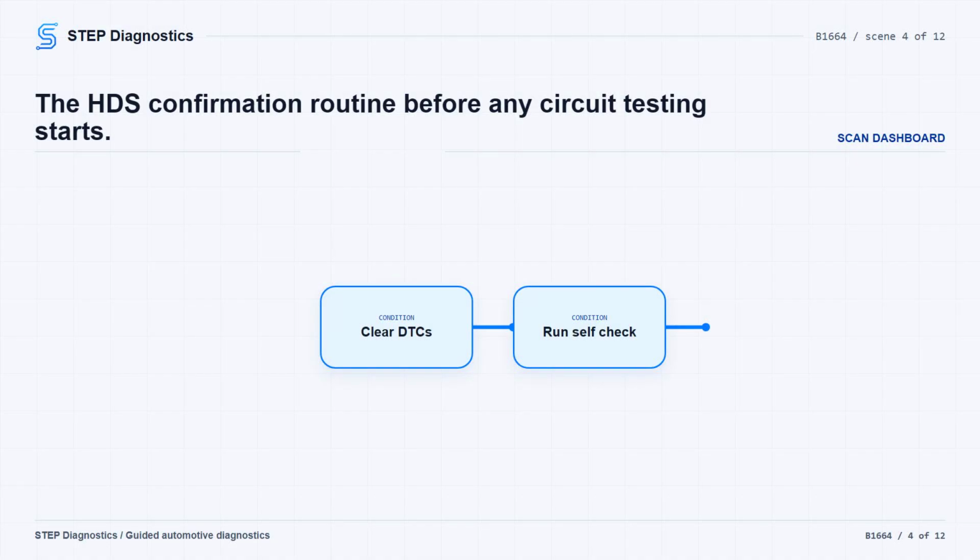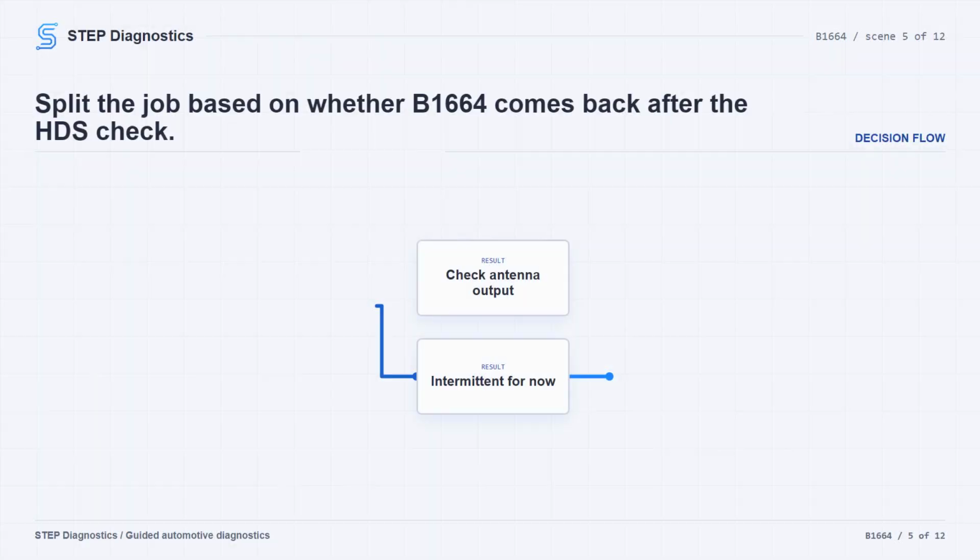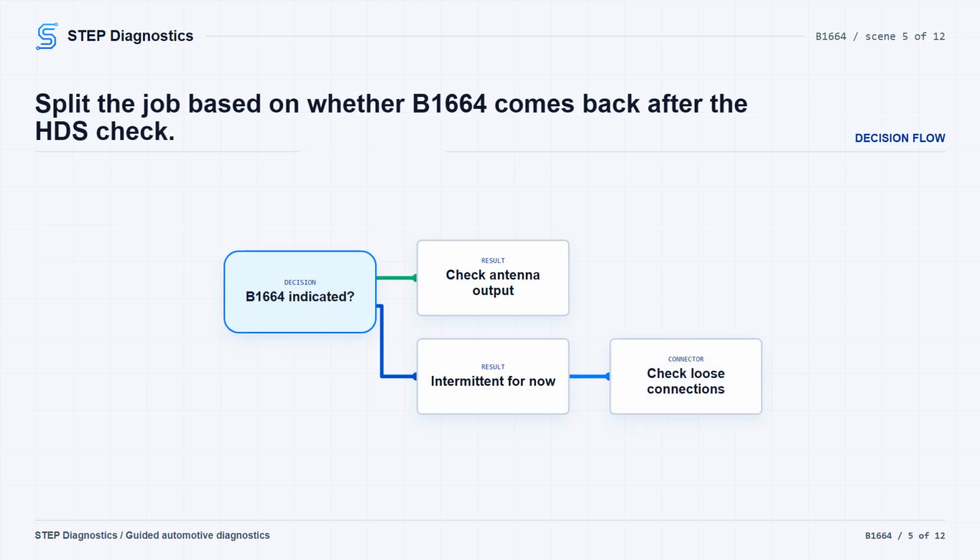Start by clearing the DTCs with the HDS. From the HDS, select the mode menu, enter the self-check, run the self-check, and then check for DTCs again. If B1664 is indicated, continue to the rear interior LF antenna circuit output check. If B1664 is not indicated, treat it as an intermittent failure for now. The system is okay at this time, so check closely for loose or poor connections before going any deeper.